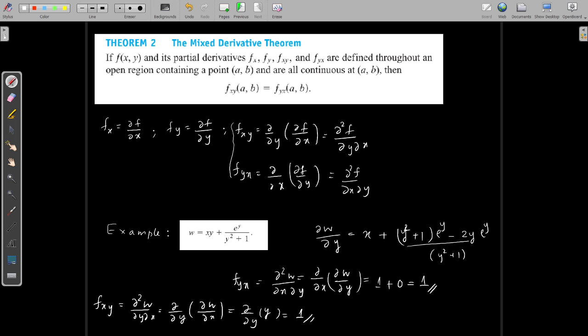The proofs of this theorem and the rest of the theorems are not included because that is beyond the scope of the syllabus. So you need to understand the statement of the theorems. This is theorem 2 and this is the illustration of that.